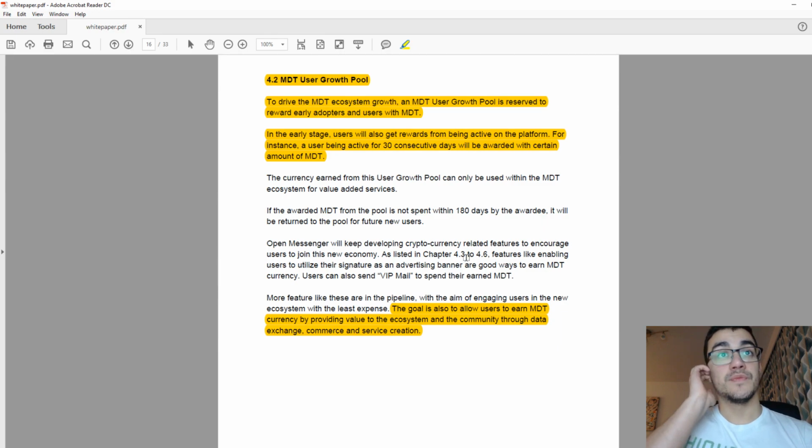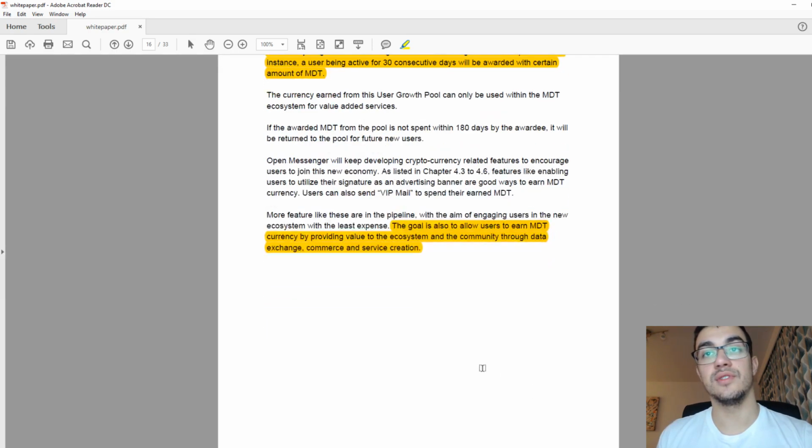MDT user growth pool. To drive the MDT ecosystem growth, an MDT user growth pool is reserved to reward early adopters and users with MDT. So early adopters of MDT will be rewarded. In the early stage, users will also get rewards from being active on the platform. For instance, a user being active for 30 consecutive days will be awarded a certain amount of MDT. The goal is also to allow users to earn MDT currency by providing value to the ecosystem and the community through data exchange, commerce, and service creation.